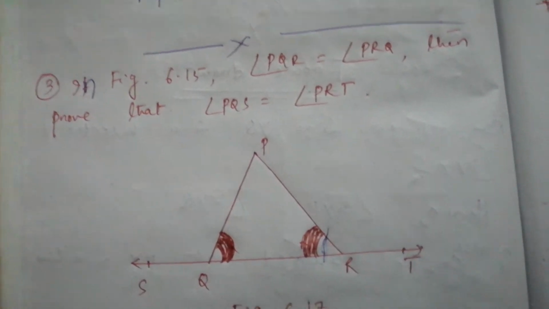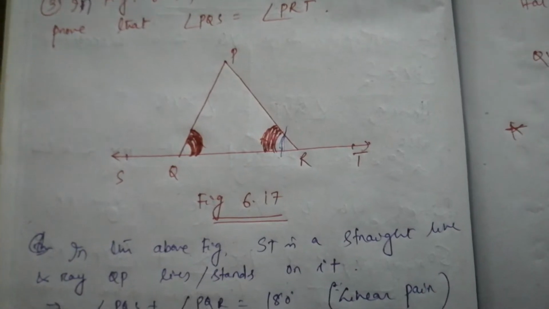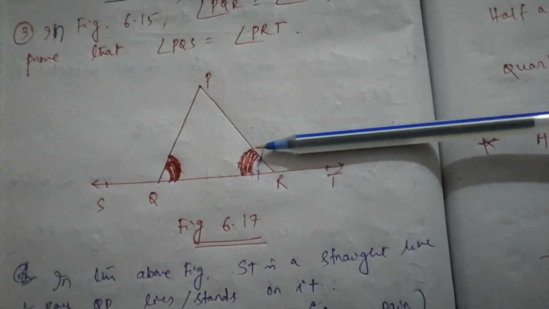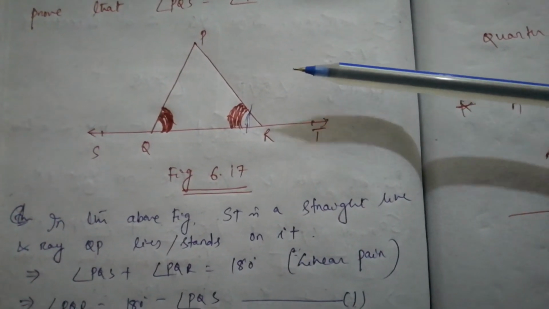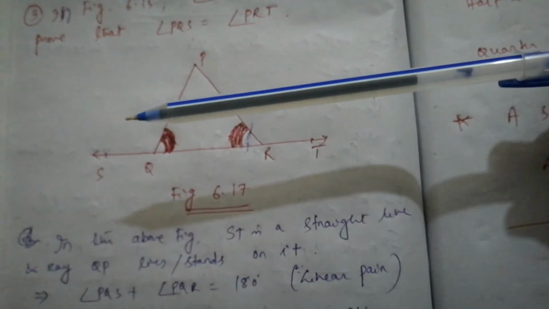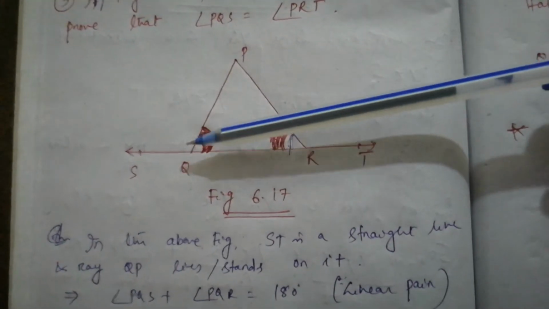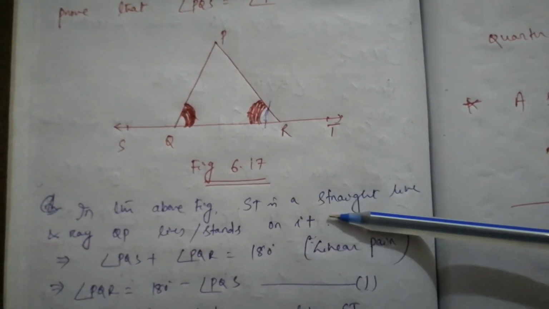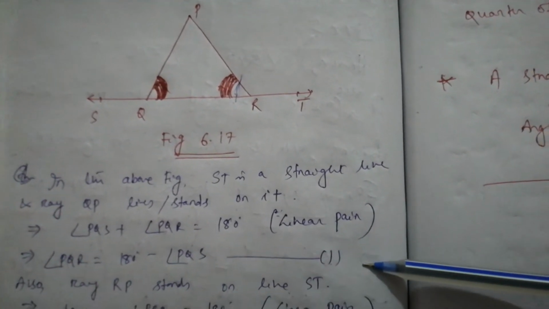Fine. So in the above figure, ST is a straight line and ray QP stands on it. So we can write as per linear pair theory that angle PQS plus angle PQR, that means this angle and this angle, these two equal to 180 degree. So we can find out angle PQR equal to 180 degree minus angle PQS. This is written as equation 1.